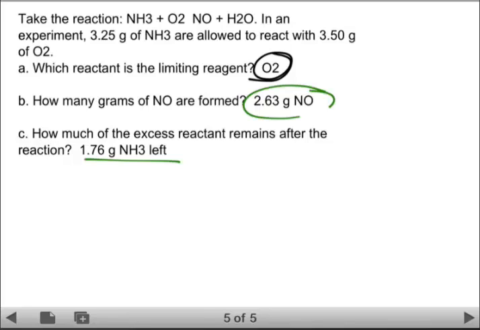So, give this problem a shot solo. Make sure that you can get there. And if not, then you need to speak with me before your test. If you can get there, then take a shot at the other ones that are posted online. And I'll post another video about percent yield so you guys can have some practice with that as well.